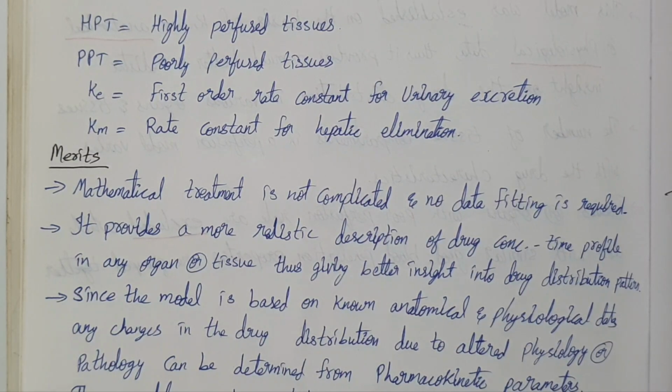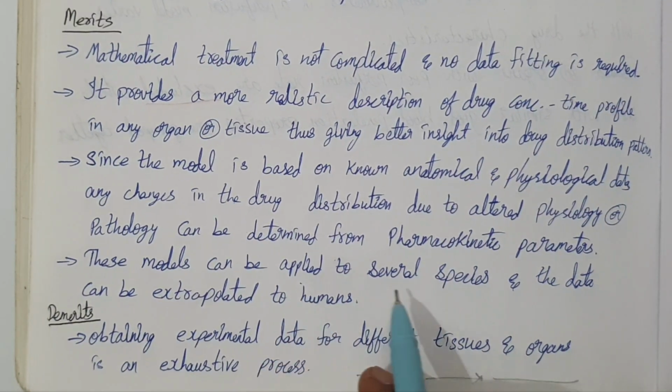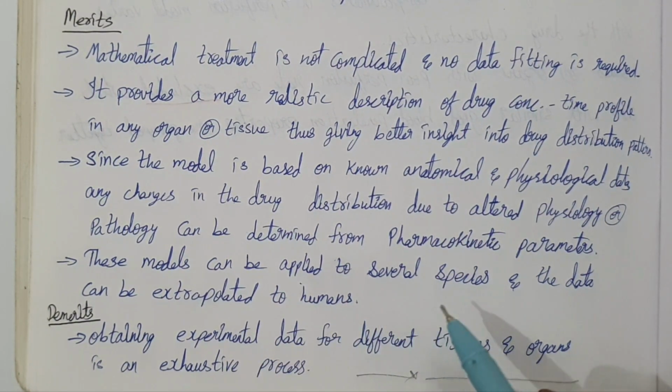And best of all, it can be applied across different species and extrapolated to humans. However, like all the models, there are some disadvantages too. Collecting experimental data from each tissue or organ is very tedious and time consuming. You need exact values for blood flow and other parameters like Km, Ke, which might not be available for all drugs or species.